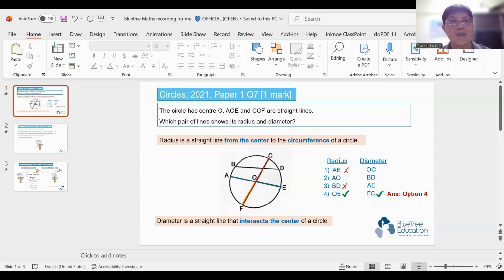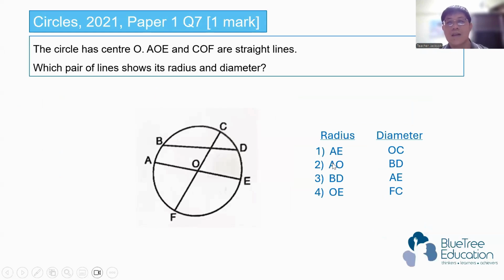Okay, this is the first question about circles. This appeared in 2021, as you can see, at paper 1, question 7. 1 mark question. All right, then what is this question about? You can read this, that the circle has center O. So this O here is the center.